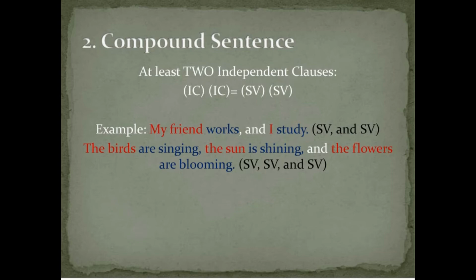The birds are singing, the sun is shining, and the flowers are blooming. We have three units of subject and the verb, or three independent clauses. The birds are singing, one independent clause. The sun is shining, the second independent clause. The flowers are blooming, the third independent clause.